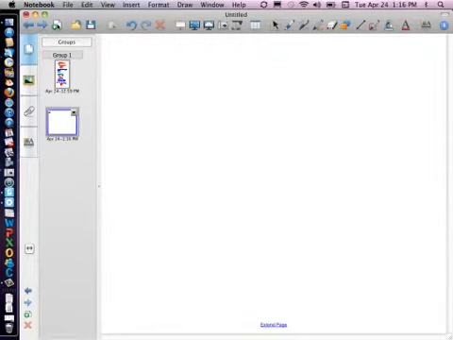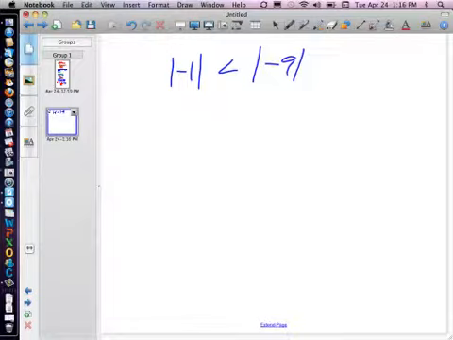If I had something like the absolute value of negative 1 is less than or equal to the absolute value of negative 9. Again, to determine if that's true or false, we just simplify both sides. 1 is less than 9, which is true. Not too bad.